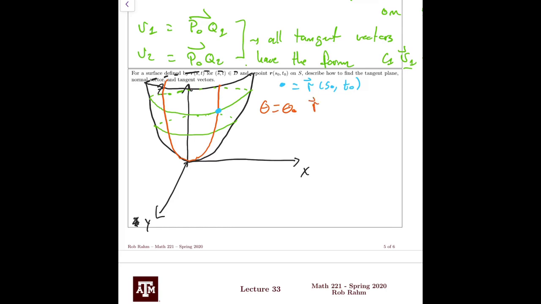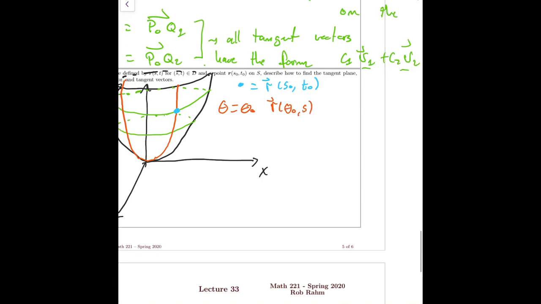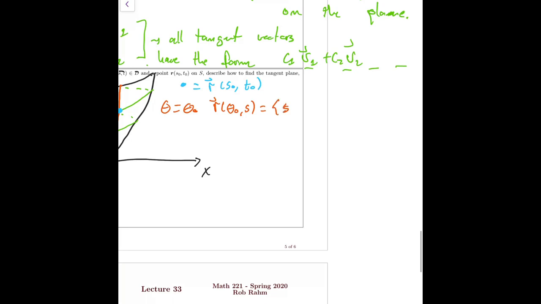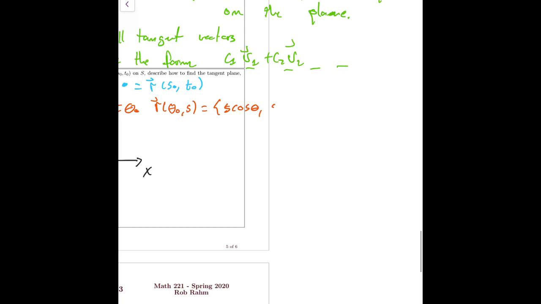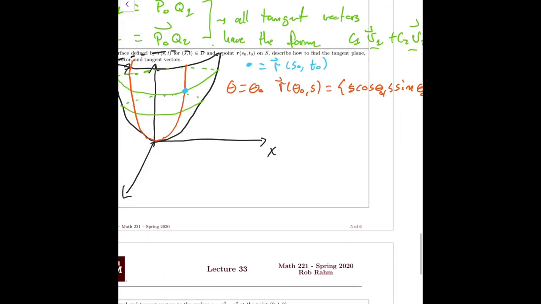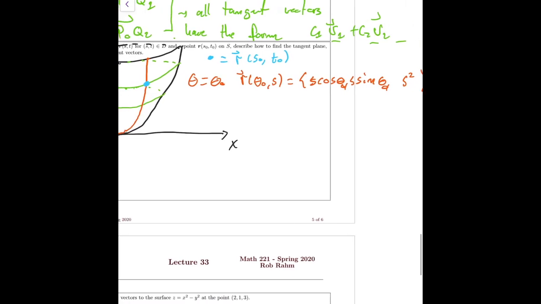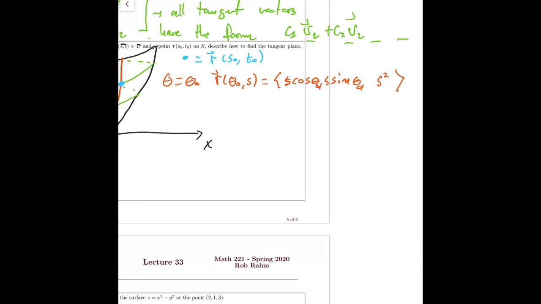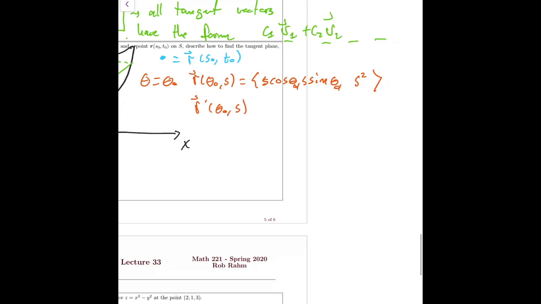Then you get the orange curve, R of theta naught, comma S, is equal to S cosine theta, S sine theta, S squared, and theta's constant. So let me write that as theta naught. Okay, so this is a curve, and S is the variable, theta naught is fixed, and so we can think about this just as being R prime of theta naught comma S, where now we're taking the derivative with respect to S. So this is going to be cosine theta naught, sine theta naught, 2S.